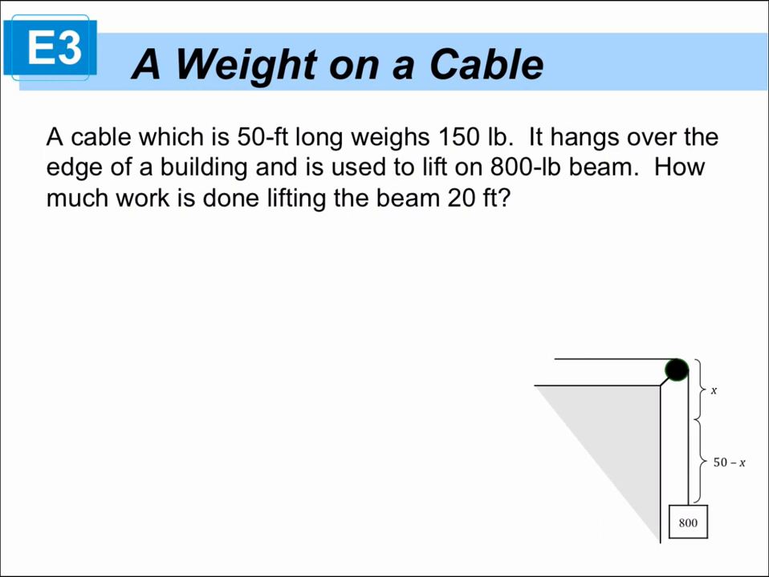Okay, so there's our scenario. You can set this up a couple different ways. I chose to call the distance from the pulley x. That means the rest of the distance is 50 minus x. My picture isn't 100% accurate, but the stuff that we pull in would be x. The remaining amount is 50 minus x. That stays constant. The weight of the beam never changes.